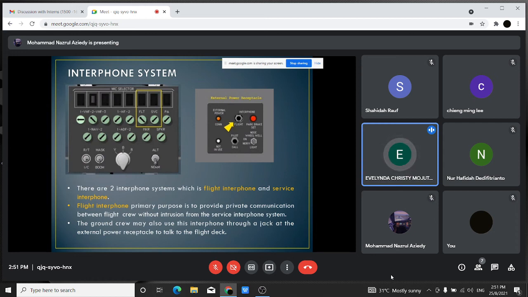There are two interphone systems, which are the flight interphone and the service interphone. The flight interphone's purpose is to provide private communication between flight crew without going into the service interphone system. The ground crew may also use the interphone through a jack at the external power receptacle to talk to the flight deck.